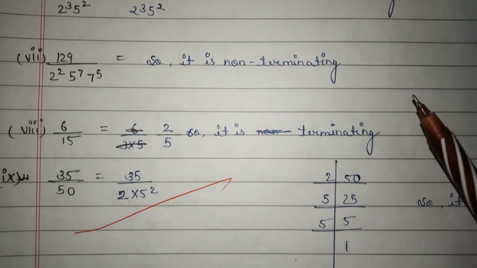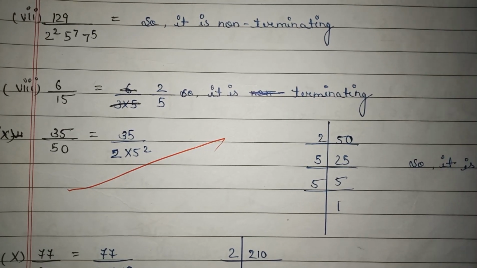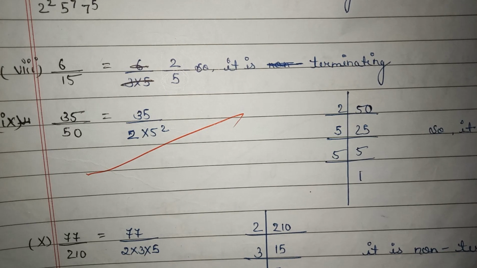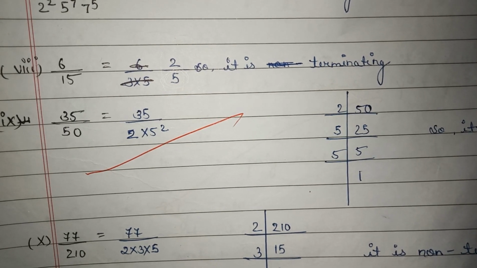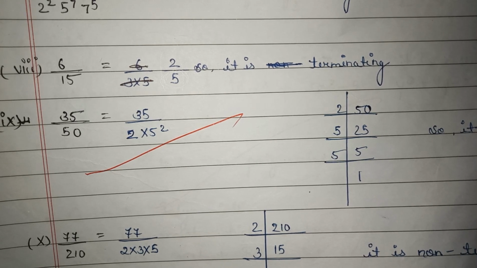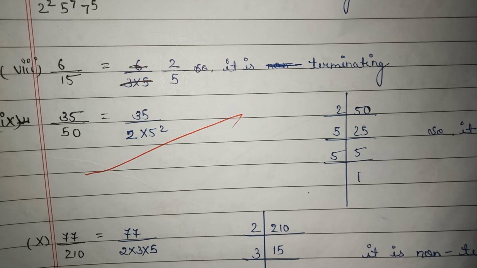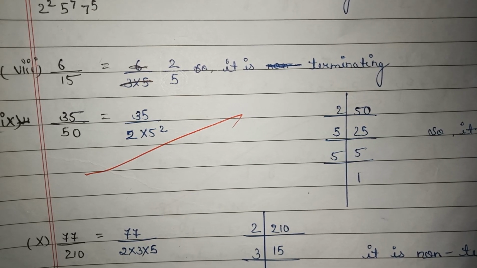Now moving to the 10th part of this question, that is the last part, which says 77 upon 210. Now 210 has factors 2 into 3 into 5. In the factors of 210 we have 3, which is a factor other than 2 and 5. So it will be a non-terminating one.